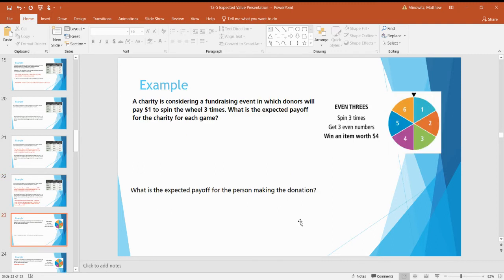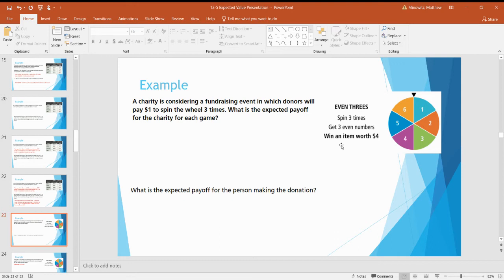Now, expected value also can be used in carnival games. In this example, a charity is considering a fundraiser event in which donors pay $1 to spin the wheel 3 times. And what's the expected payoff? Okay, so you spin the wheel 3 times. If you get 3 even numbers, you win an item worth $4. If you don't get 3 even numbers, you lose.